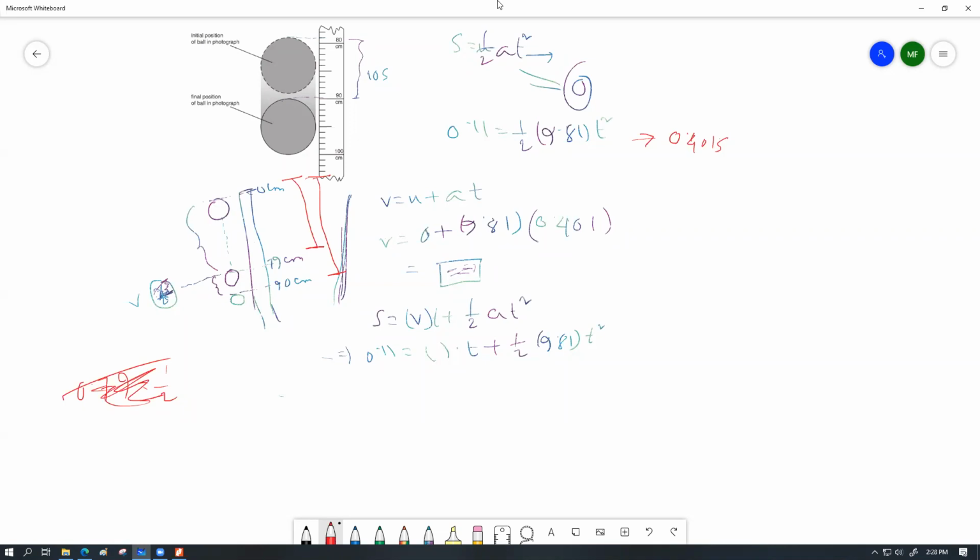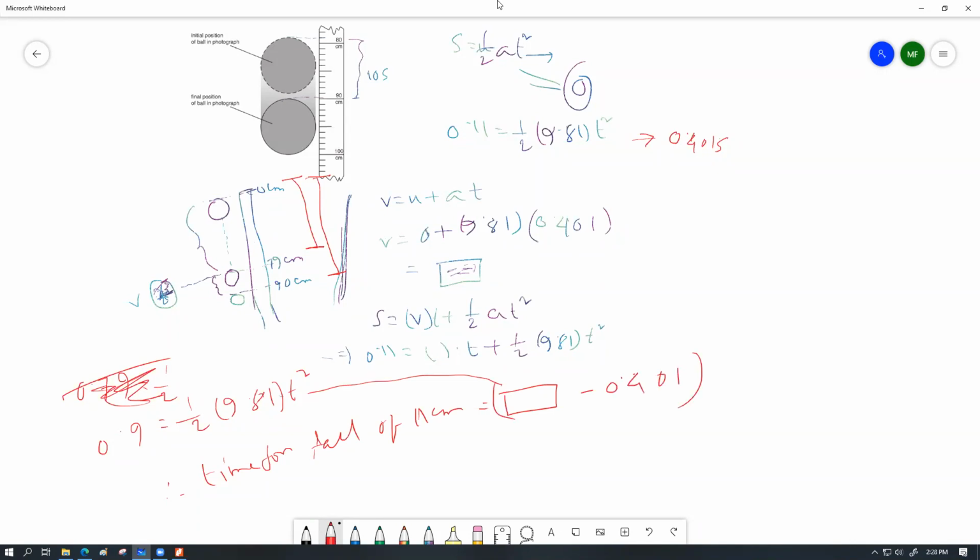What I can do is calculate the total time required to fall through the entire 90 centimeters. So 0.9 equals half into 9.81 t squared. I can calculate this, and this will give me the total time required to fall the entire 90 centimeters. As a result, the time that I am asked to calculate, the time for the fall of 11 centimeter, equals whatever t value you get from here minus 0.401. Check this out if it makes sense. That is the easier way.